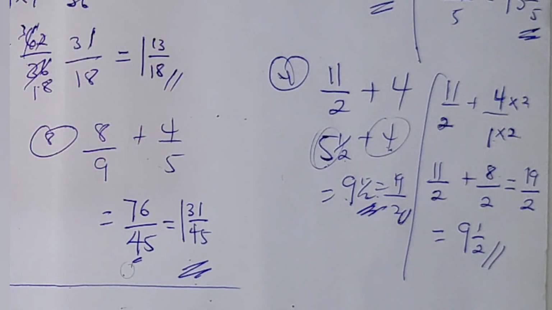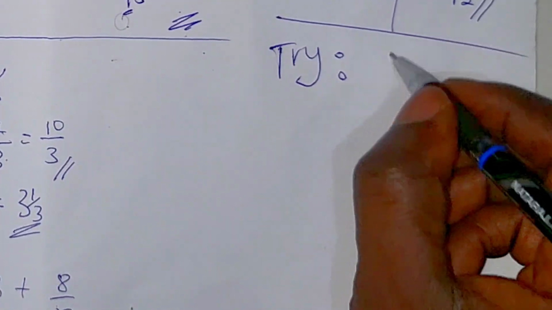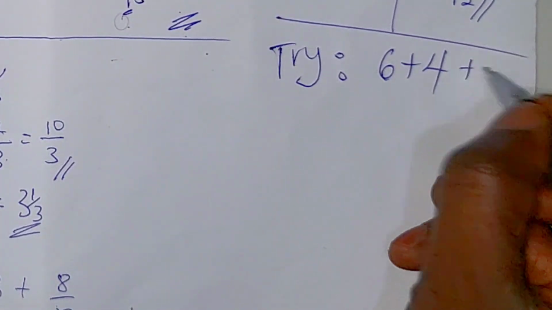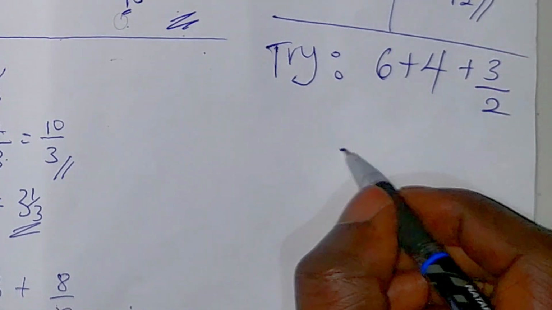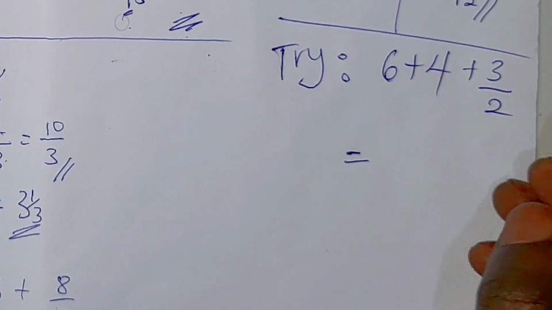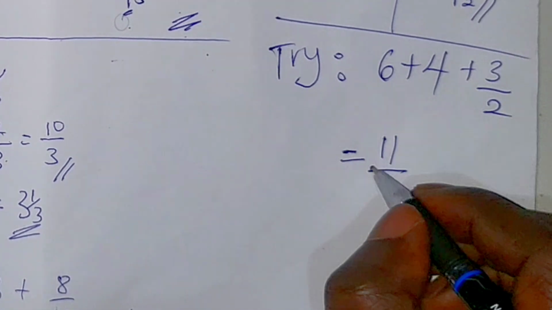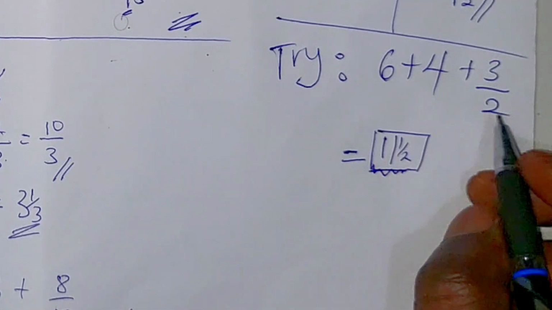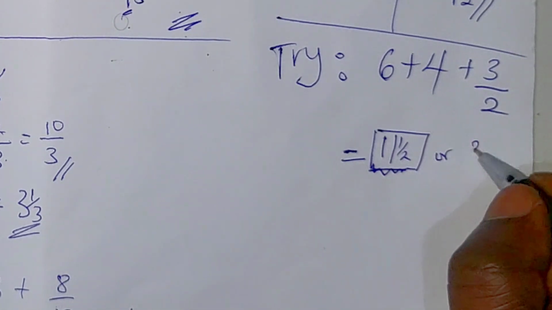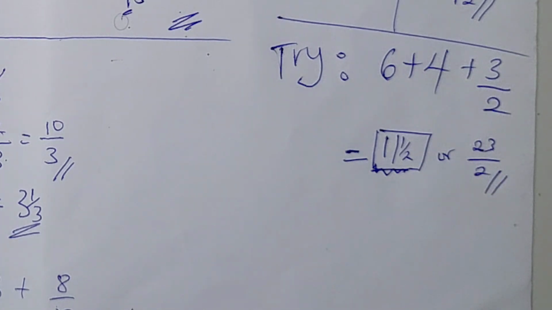Let me give you the last example so that you try it. The last example that you need to try is 6 plus 4 plus 3 over 2. The answer that you're supposed to get is 11 whole number 1 over 2, or you get 23 over 2. Yes, so if you don't get this, it means that the answer is not correct.